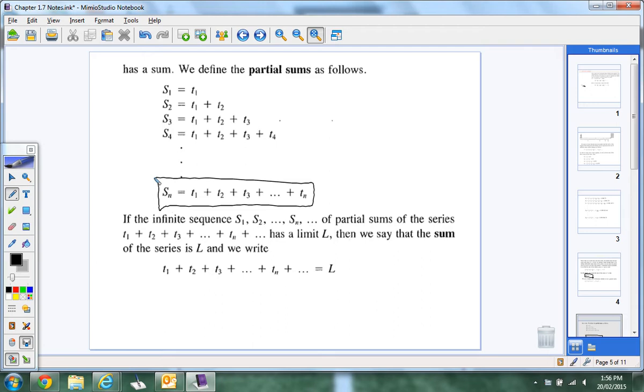In the infinite series t1 plus t2 and so on, if S sub n, the partial sum of the series, has a limit L, then we say the sum of the series is L and we write it.